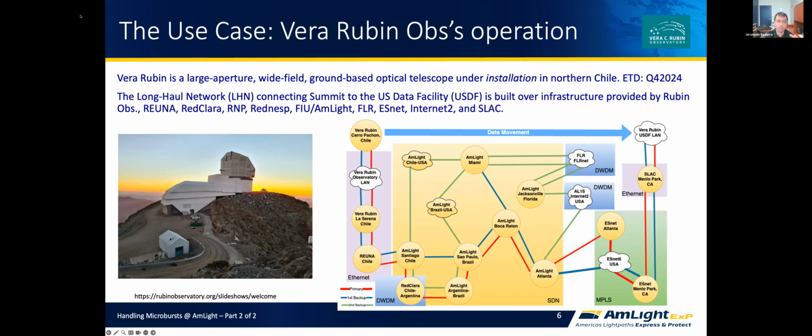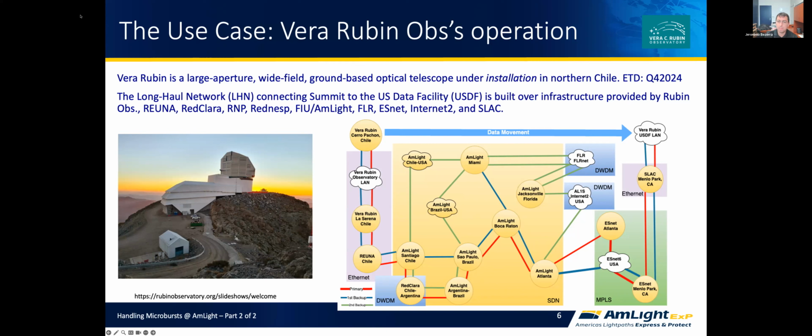And the network that was built to connect those 2 sites, we call long-haul network, is built over infrastructure provided by multiple partners, like Rubin Observatory itself. They had to bury fibers in the desert. Riuna, Rede Clara in Latin America, RNP in Brazil, RedCLARA, FIU, AMLight in Latin America, Florida LambdaRail in Florida, ESnet, Internet2 in the United States, and SLAC, which is the data facility.